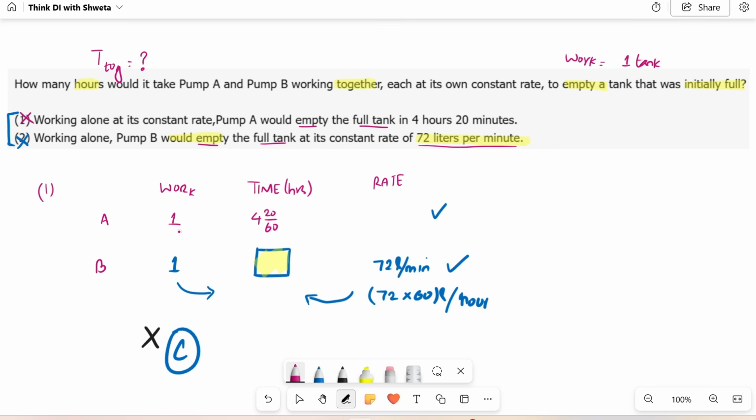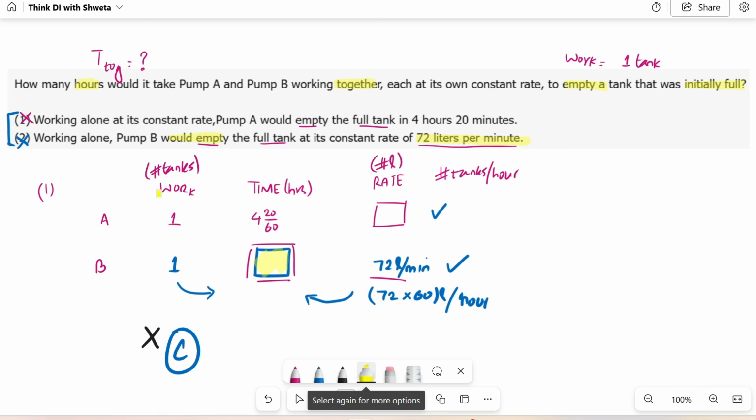Well, your work is in number of tanks. I've taken it to be one tank. Your rate here is number of liters in B. It should also have been number of tanks per hour. Had that been the case, I would have been able to find individual time, although I needed rate only. But the rate that I'm looking at should have the same unit as the work I'm doing. This question does not have that. So it gives you the illusion that you have rate 1 to be calculated from here and rate 2 is already given. That illusion costs you this question.